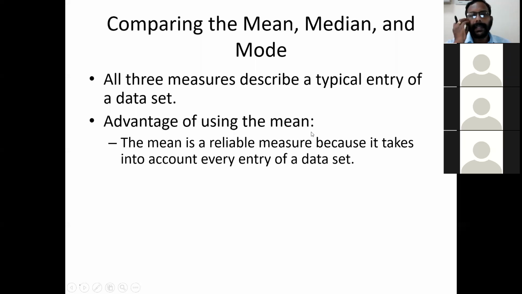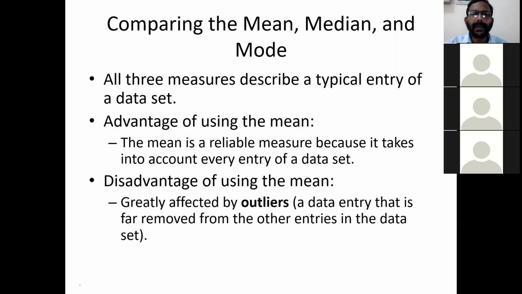What are the advantages of using mean? Mean is a reliable measure because it takes into account every entry of data. So when you calculate mean, it is considering every data point in the calculation. So mean is a good thing in terms of considering all the data. But on the other hand, what is the disadvantage? It is affected by a term called outlier. What do you mean by outlier?